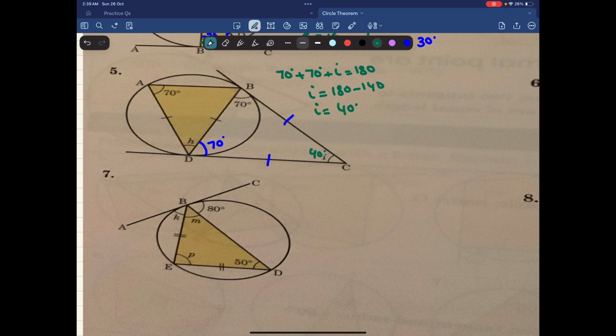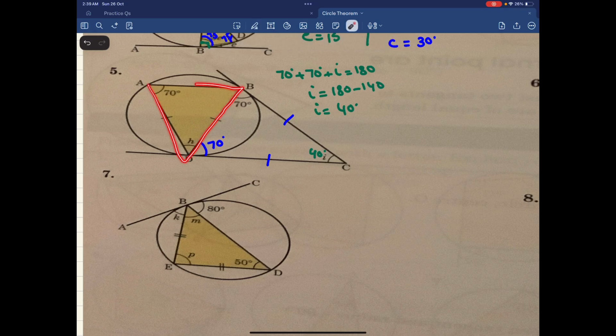And again, no, we do not have a center. They've not marked center O. So now we're going to figure out the value of angle H through another process. Let's see. So triangle ADB is an isosceles triangle. So if this is 70, this is going to be 70 as well.